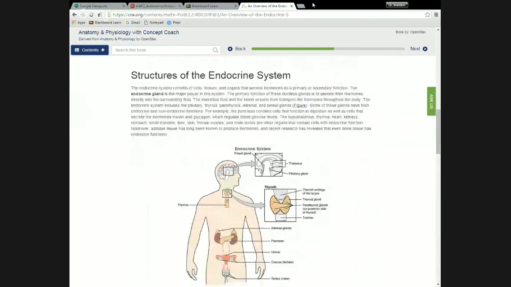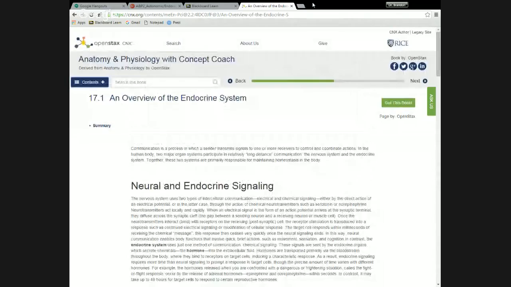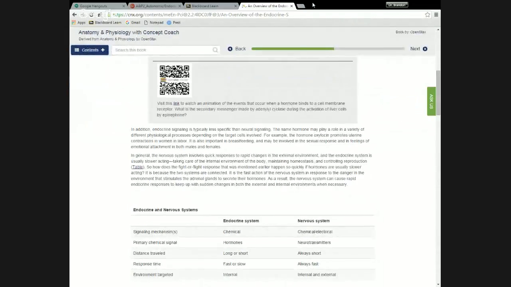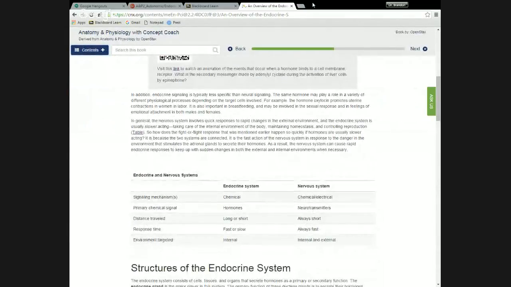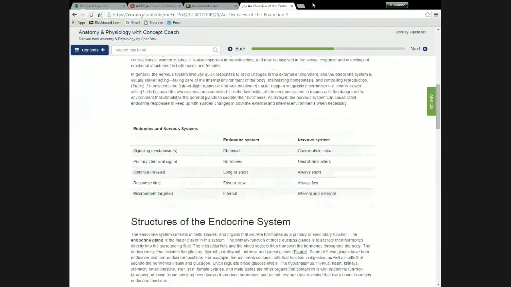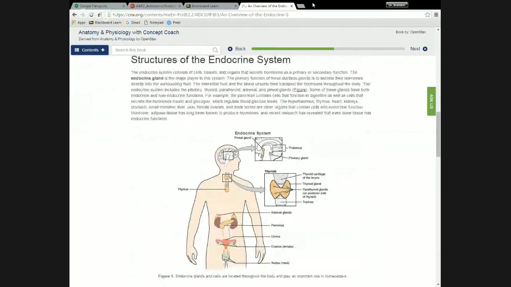In this first section in the chapter, it sort of compares neural and endocrine signaling, and compares the nervous system and the endocrine system in that table that is at the bottom of the screen right now. And then it just sort of goes over the major instructions of the endocrine system. I'm actually going to cover that in lab, because in lab we're going to be looking at specific organs, so I won't deal with that here.